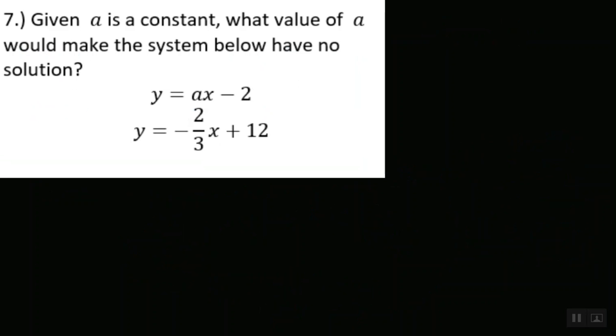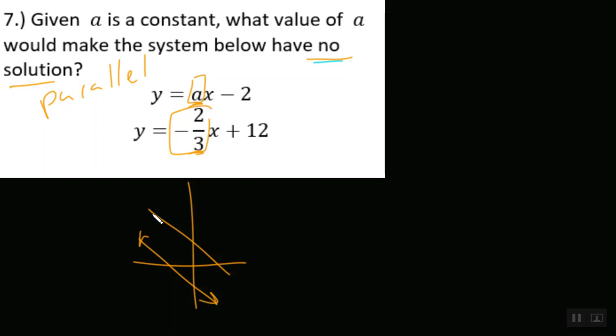Now in number 7, it says given a is a constant, what value of a would make the system below have no solution? Now I want y'all to recall that no solution is really implying that things are parallel. And I want to ask you, what does it mean for two lines to be parallel? It means for them to have the same slope. So check it out. If A is the same as this number, they will be parallel and they will not cross. They would look something like that, where they never touch. So of course, guys, A is going to equal negative 2 over 3. That is how easy number 7 was. Let's move on.